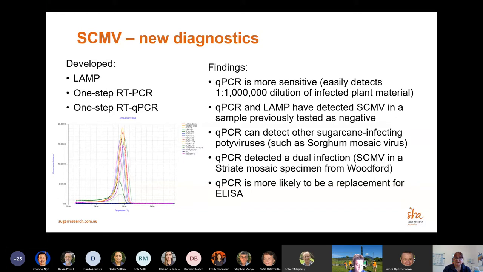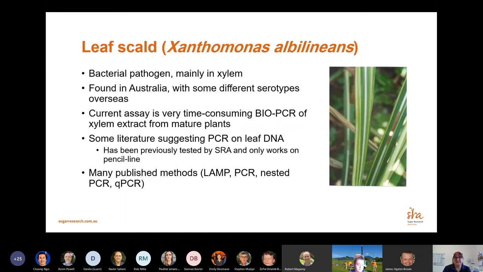Now we'll just switch over to leaf scald. Leaf scald is a bacterial pathogen, mainly in the xylem, but you do get some amount of bacteria in the leaves as well. Again, this is a pathogen that's found in Australia, but overseas there are different serotypes, different variants of this pathogen. Our current assay for leaf scald is one of the most time-consuming assays that we have. We have to have a mature plant, we have to blow the juice, plate it out, wait for 3 days, and then do a PCR. So it's very time-consuming. There's no quick assay for leaf scald.